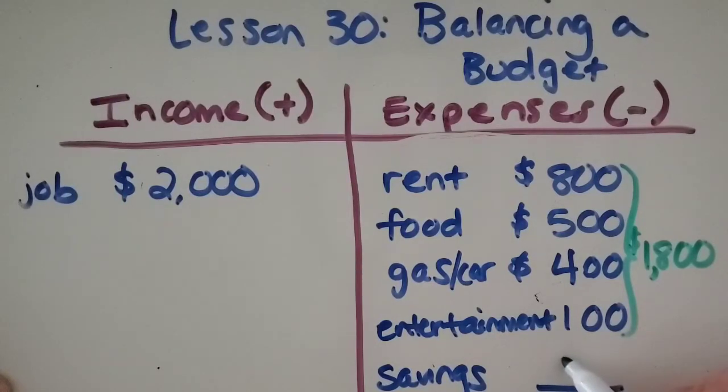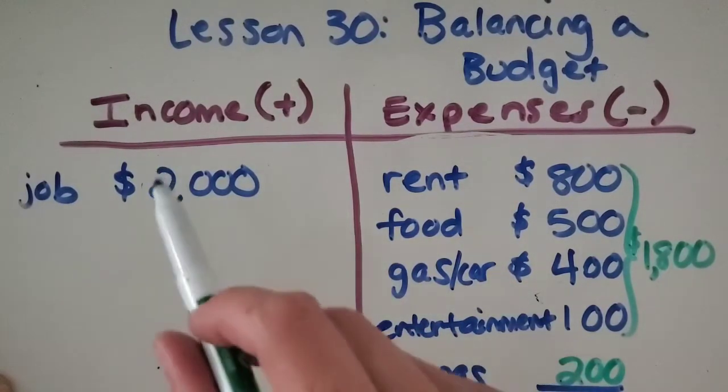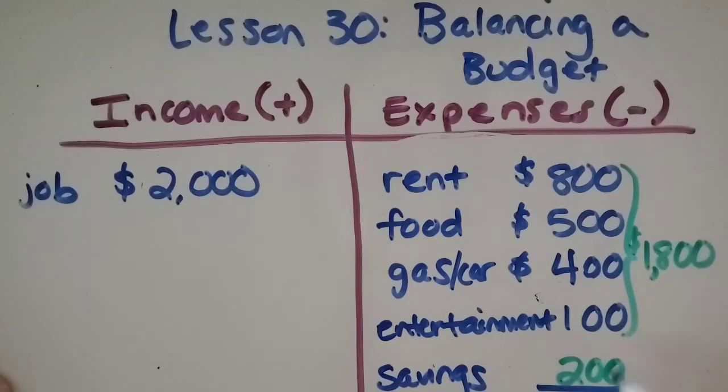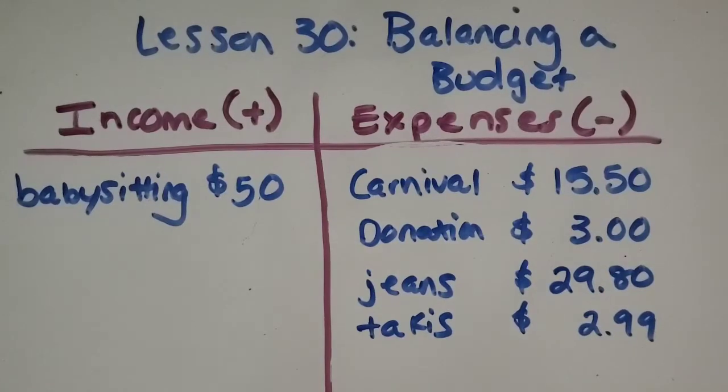Okay, great. If I bump myself up $200, I'm at $2,000. So now I have balanced this budget out, and this person is able to have some savings every month. Awesome. All right, I've got another problem for you.